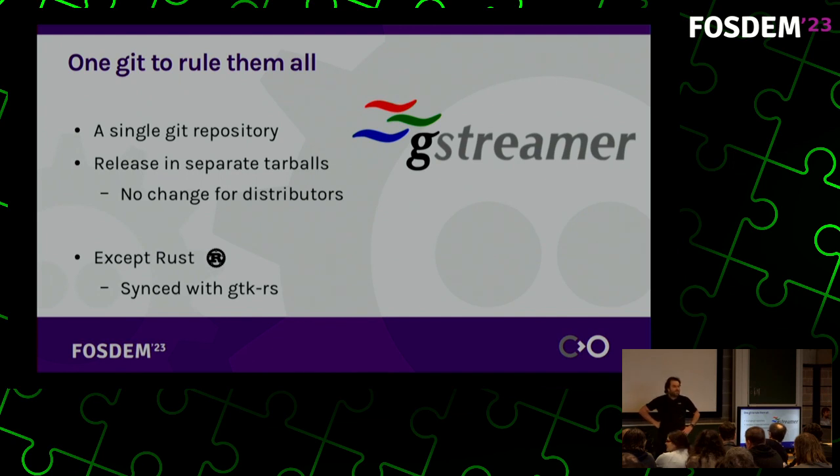One of the big things for us as developers that we did was to merge all of the various Git repositories into one big giant repository. So now everything is together, except for Rust. Rust modules are all in the little corner because they're released with the gtk-rs infrastructure instead of with the rest of GStreamer. But that's a big change for the developers, but it doesn't change much for the end user because we still release all the packages in separate tarballs, just like before.